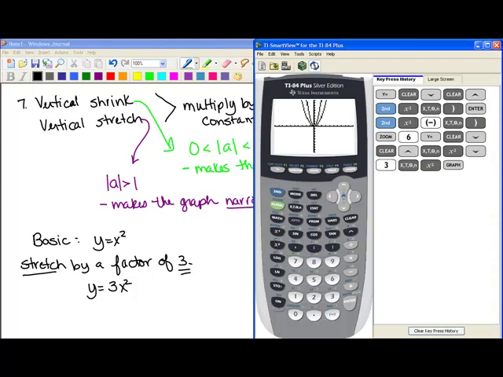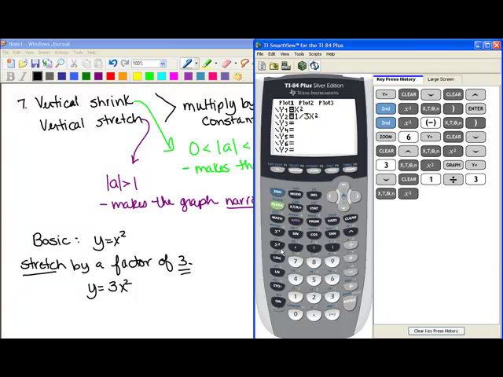So let's go verify this in the calculator. Okay, now y1 is x squared, so I'll leave that. I'm going to clear out the second function and type in 1/3 x squared. Okay, and then I'll hit graph. The first graph is our basic function, and then the other graph, you see it's wider. That is our 1/3 x squared.